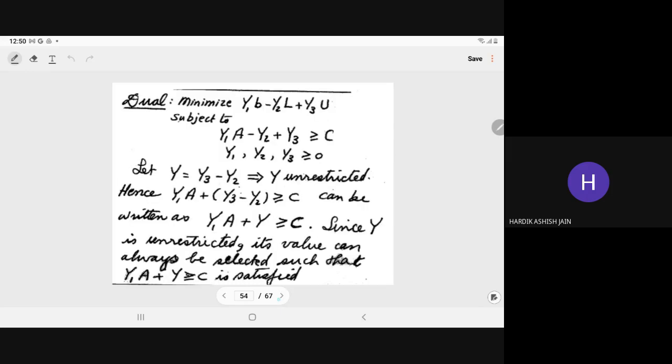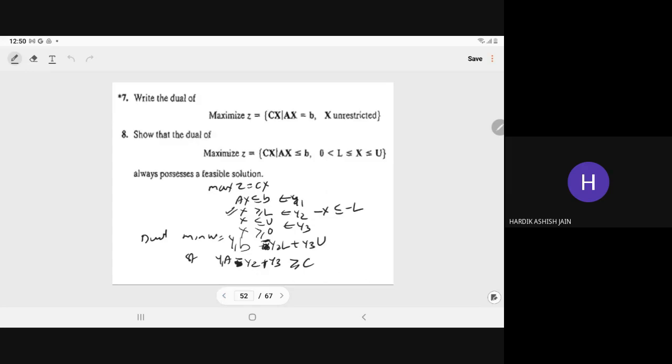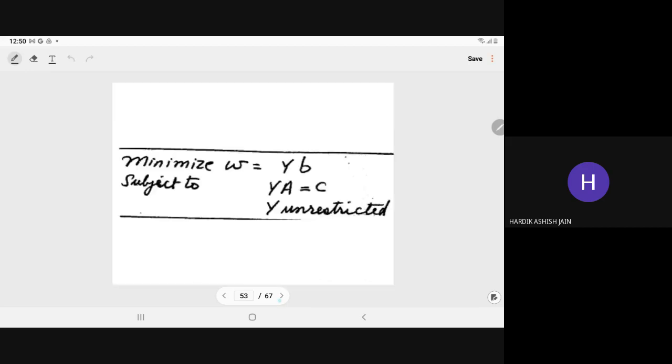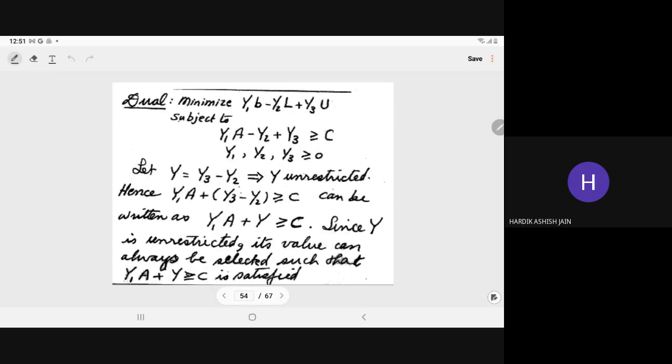When we convert into the standard form, see what I am telling here, we have ax less than or equal to b. Here I have written minus x less than or equal to minus l, right? And here x is less than or equal to u. So here you add slack variable s1, slack variable s2, slack variable s3. If you write the constraints corresponding to s1, s2, s3, automatically you will get y1, y2, y3 are non-negative.